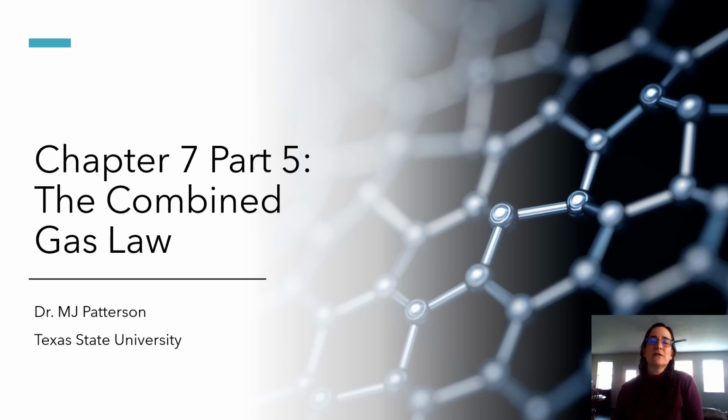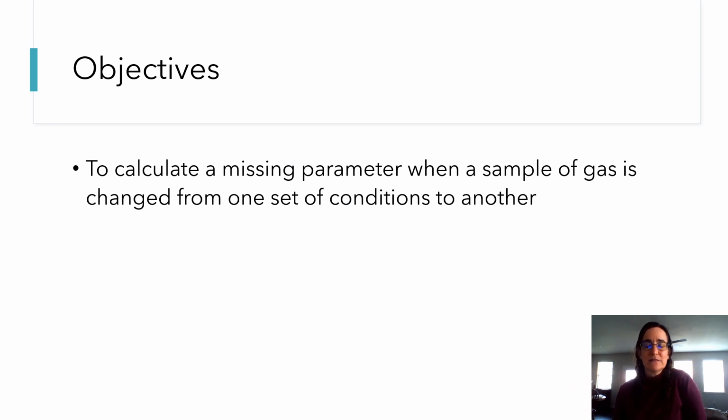So we'll take a look in this segment at how to calculate any one of the parameters, pressure, volume, temperature, when a sample of gas gets changed from one set of conditions to the other. Of course, we have to have numbers for all of the other parameters to make that happen.